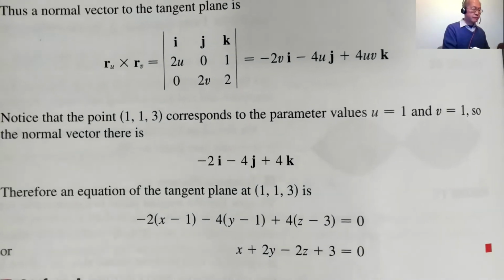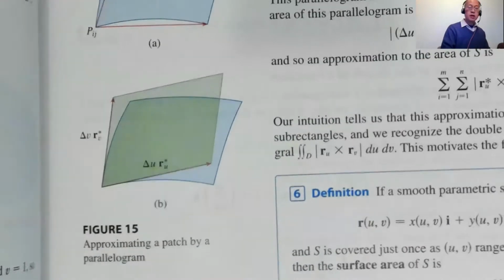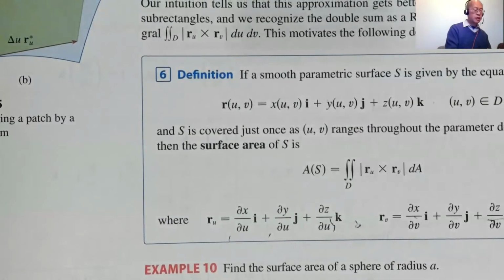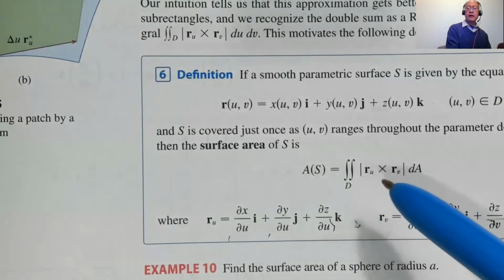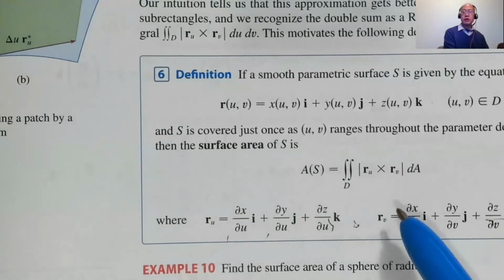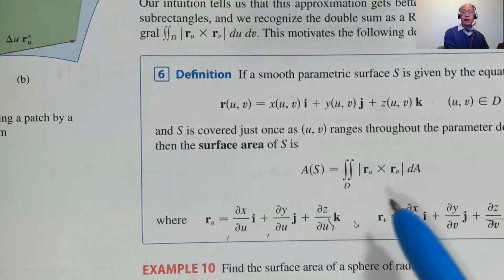Okay, so that's that. Surface area, formula on page 1117. You have R of u and v. Surface area is a double integral of the magnitude of R sub u cross R sub v dA. Again, the magnitude of the cross product R sub u cross R sub v gives you the area of the parallelogram determined by the two vectors.